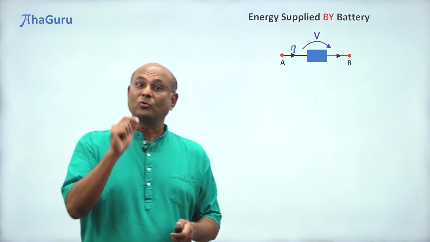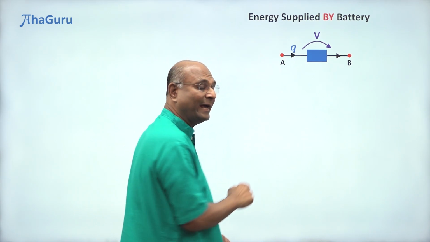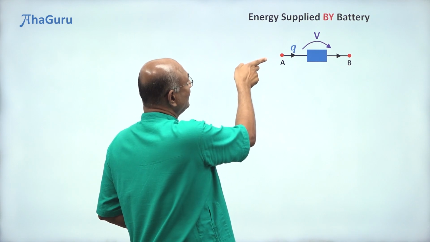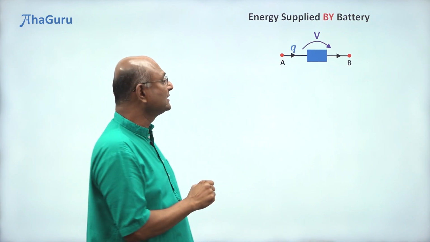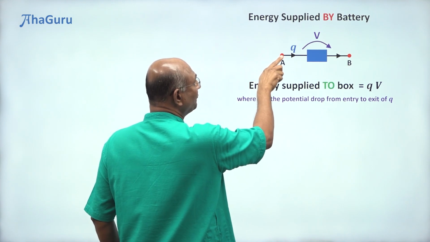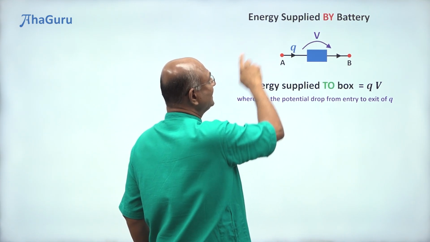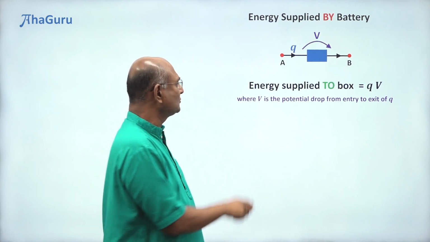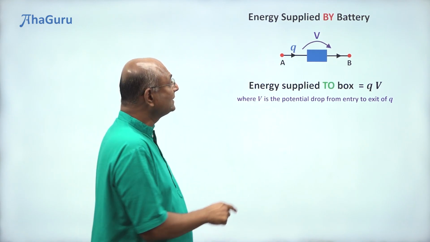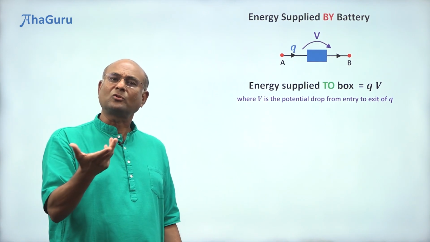To do that, let us first look at this general case where I have a box. Now when a charge Q enters this box, the energy supplied to the box is Q times V, where V is the potential drop from the entry point of the charge to the exit point of the charge. So this we know. And we know that this is true for any electrical element. So it's also true for a battery.